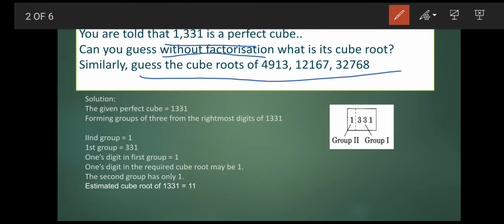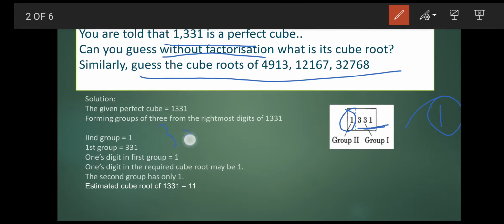What is the first step? The first step is that you make groups of the given number. And how will you make a group? From the ones place you will start, and you will make a group of the first 3 digits. Why 3 digits? Because we have to find the cube root. If they ask you for the square root, then you start the grouping with 2 digits. So here we'll make a group of 3 digits and then the leftover number. Understood?